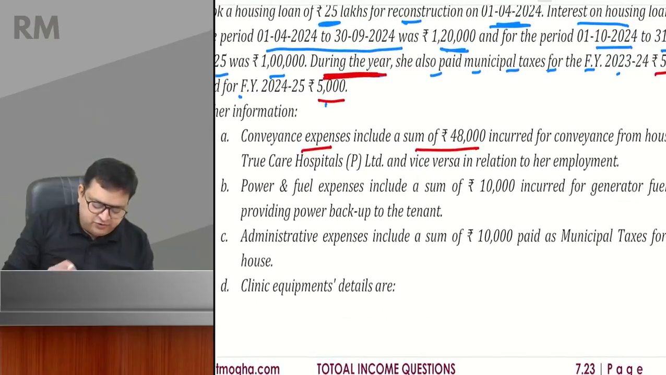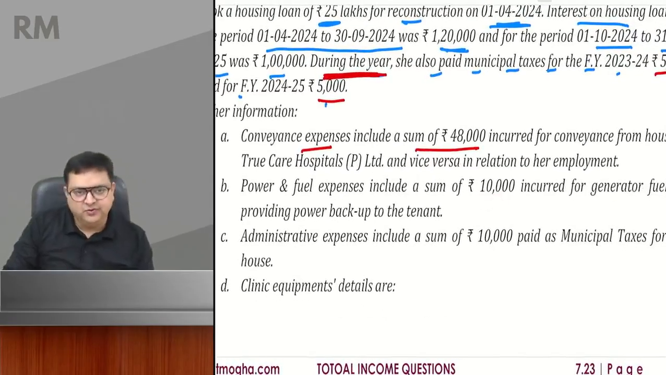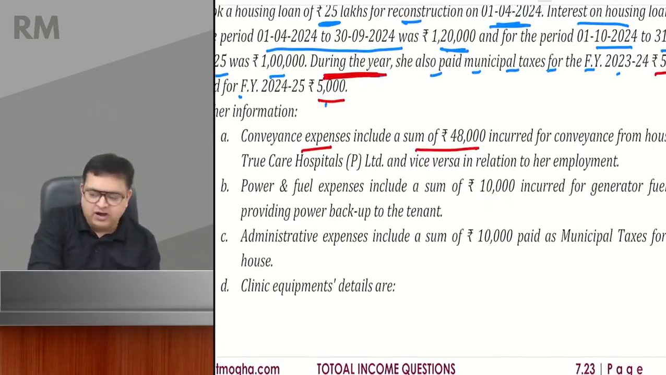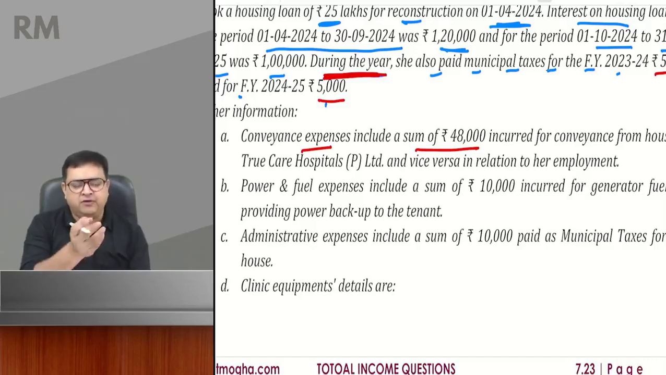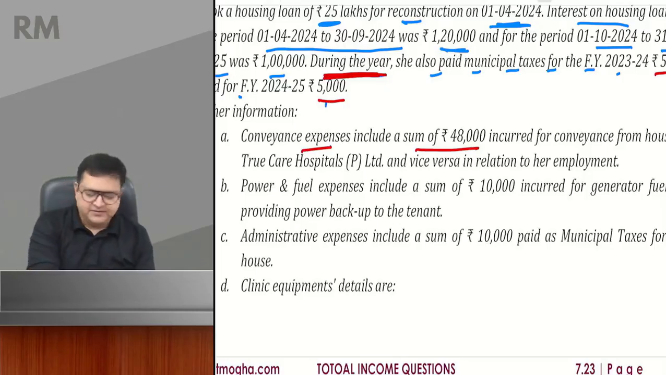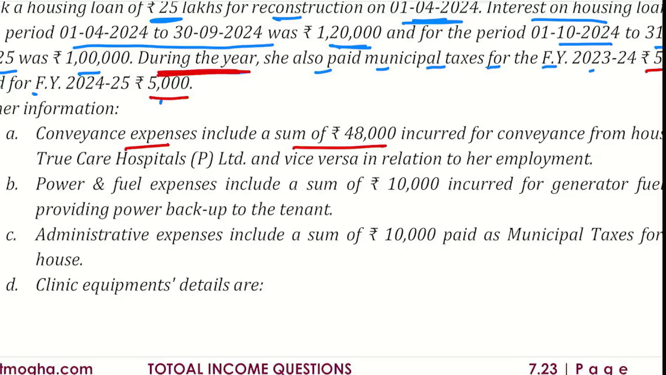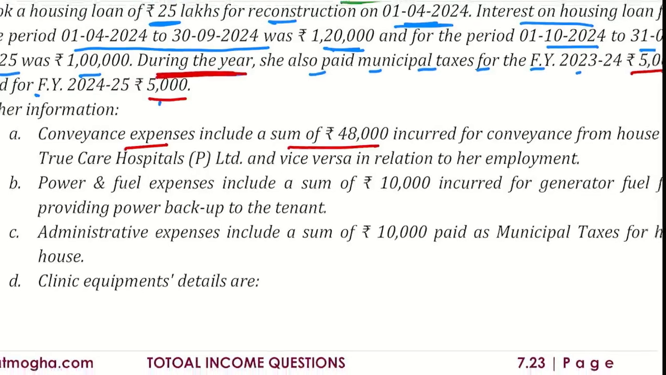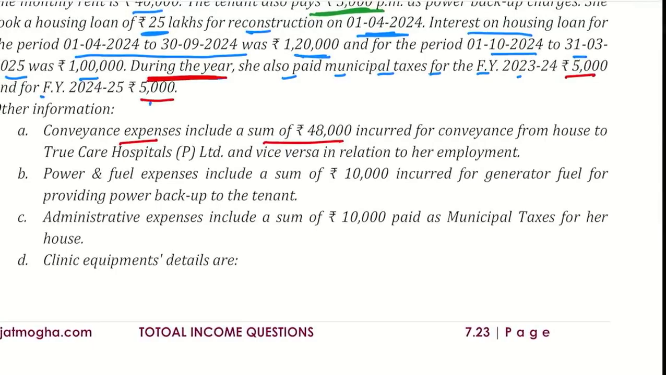Guys, I want you to tell me how we will treat this 10,000. First of all, it is debited in the profit and loss account. How will we treat it in PGBP, or anywhere else if you want to treat it? Your thoughts. You tell me what I should do.